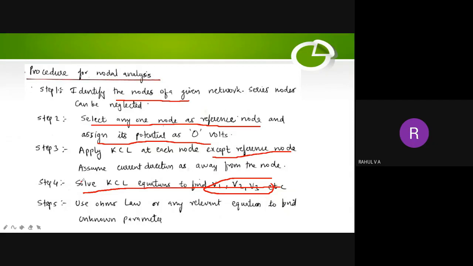Then in the same procedure, you will be getting 3 equations. You can solve V1, V2, V3 using calculator. And if they have asked for current or resistance, something like that, then you can use Ohm's law to find out the unknown parameter. Are you all clear with the node analysis? Are the rules clear to you?